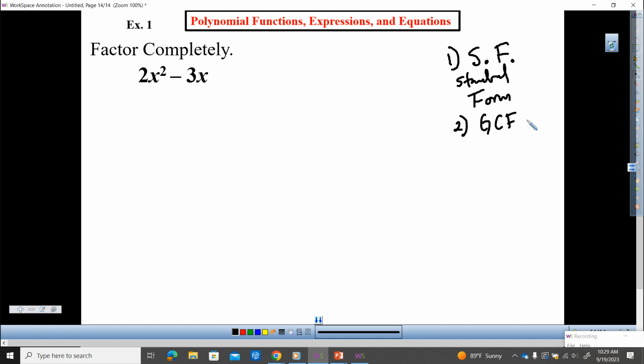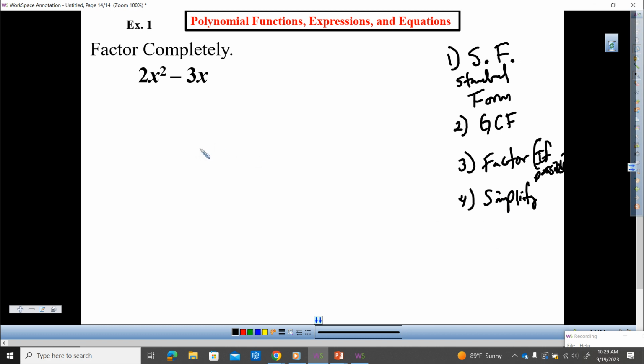Step 2, GCF. From now on, this is the bread and butter of polynomials and factoring. Those 2 steps. Tell your neighbor the 2 steps again, please. Yes, make sure you know those 2 steps because this is the bread and butter after we get into the factoring portion. And at the end, step 3, factor, in parentheses, if possible. And number 4, simplify.